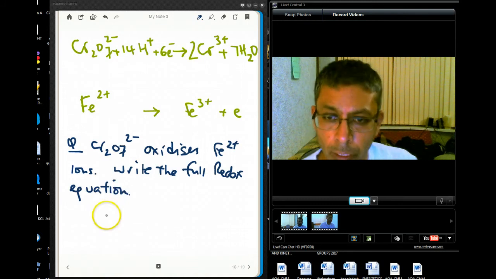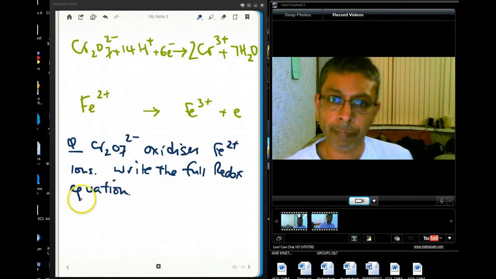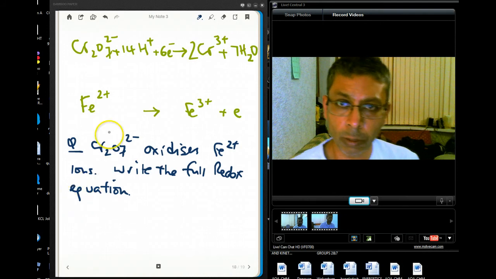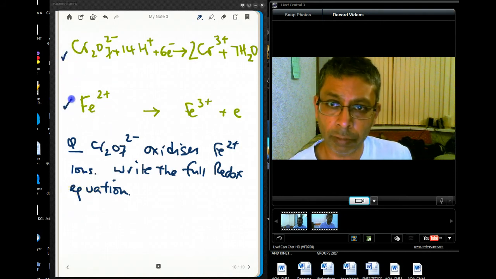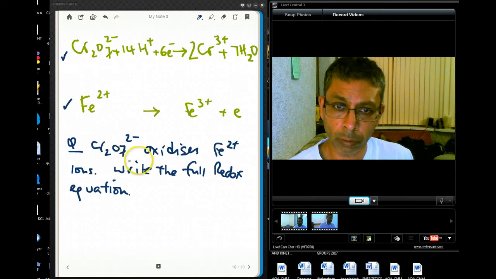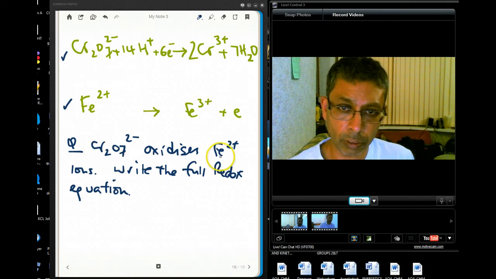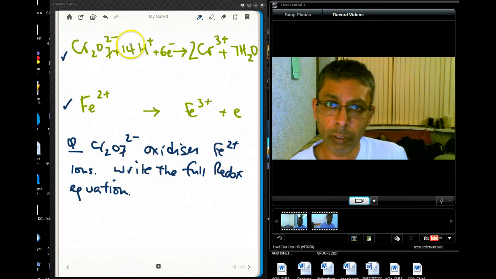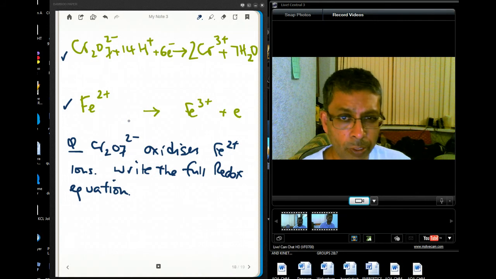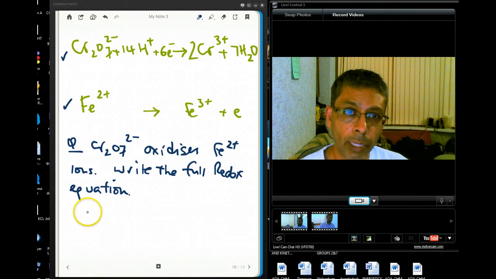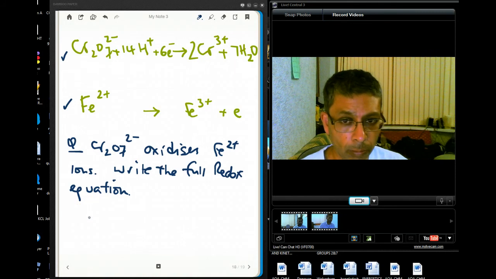Okay, now that's the question. The first thing you do obviously is write the half equation, which we've done there, and write the half equation for the iron. So we've done that one, and that one gets oxidized. Okay, so we've done the 2 half equations, and the next thing to do is to add these 2 half equations together. But the rule is that when you add them, the electrons have to cancel.